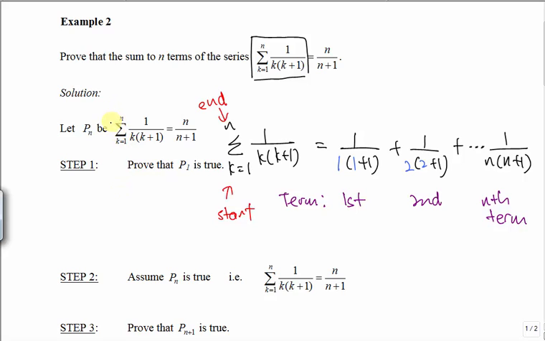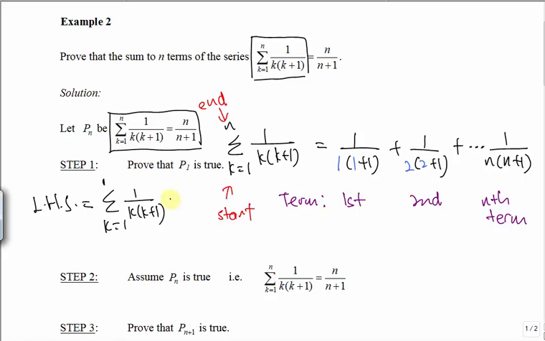To start the proof, we will let Pn be this expression here. Step 1 of the mathematical induction is to prove that P1 is true. P1 means for n we substitute the value of 1. So the left hand side of the expression, we substitute the n by 1. We know that the summation of k equal to 1 to 1 will be this expression here. So it gives us 1 over 2, which is a half.